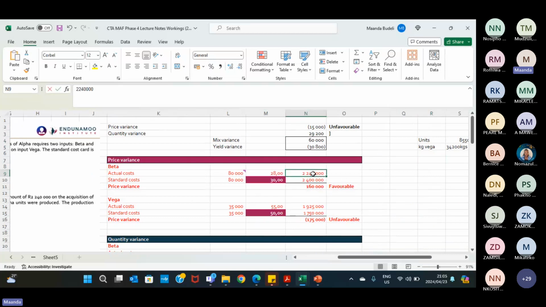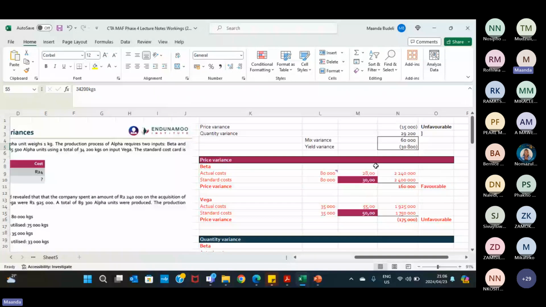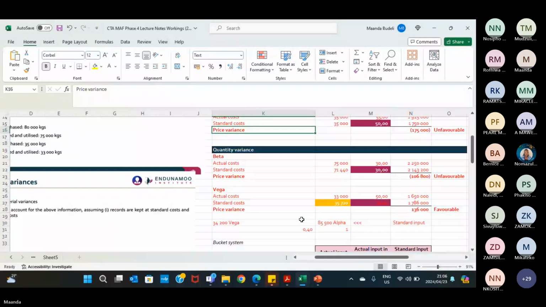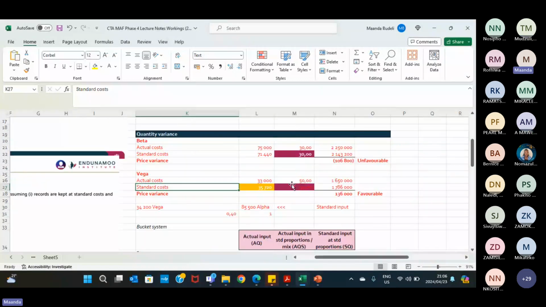Just like here, we took the 2.2 and divided it by the 80 kg. The total cost divided by the actual kgs gives us the cost per kg. Same thing here, it gives us the kg per unit. But think about it, and if you don't get it, let's discuss it tomorrow morning. No, thank you, Happiness. Thank you, Amanda. I'll be fine. All right.